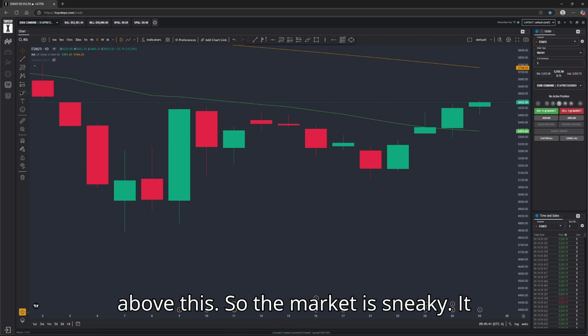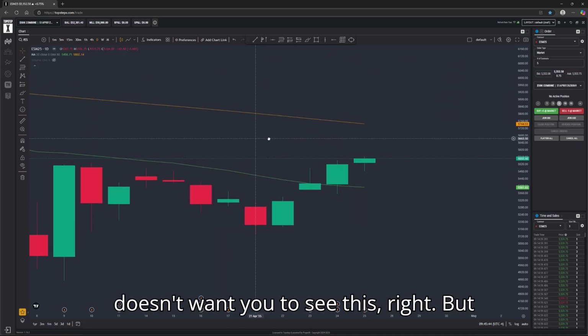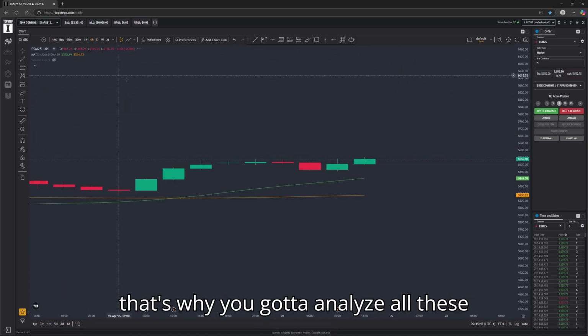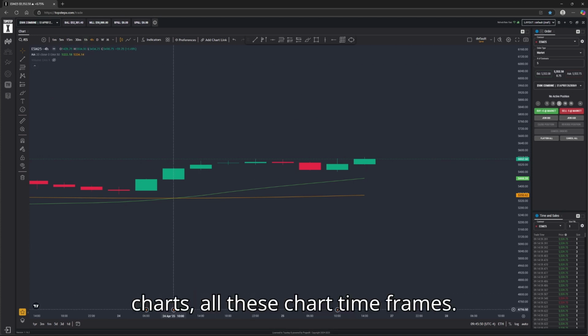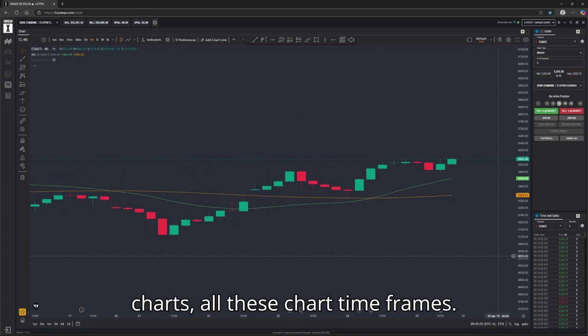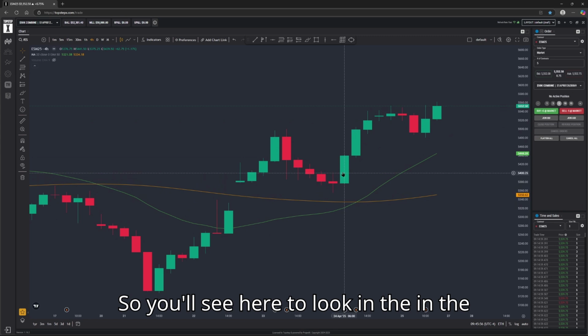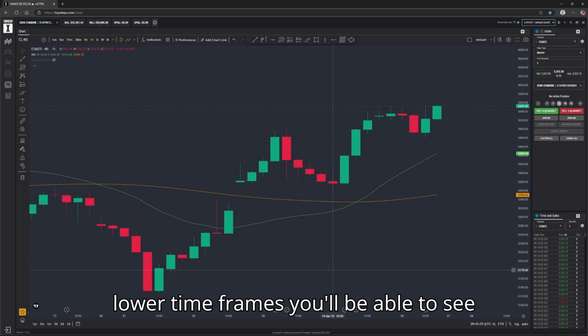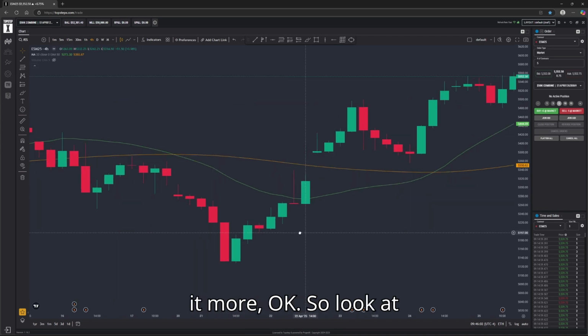So the market is sneaky. It doesn't want you to see this, right? But that's why you've got to analyze all these charts, all these chart time frames. So you'll see here too. Look, in the lower time frames, you'll be able to see it more.